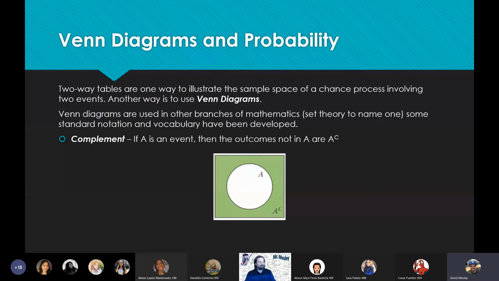First, we have complement, which we were introduced to last class. If A is an event, then the outcomes not in A are A superscript C. And this is shown in the illustration where we have the event A in the middle. The complement of A is everything else in your sample space that's not part of A. The next thing with Venn diagrams is they make really good visual representations of some of these vocabulary terms and these definitions.